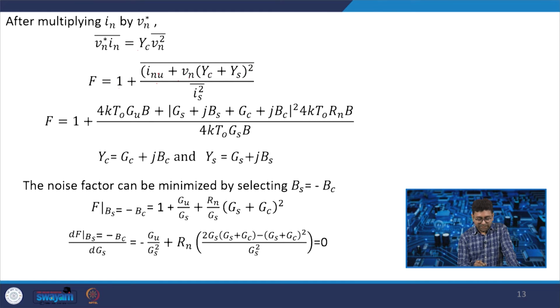In this equation, what is Inu? If you consider the conductance at the input side, then you can write Inu as 4kT Gu into B.